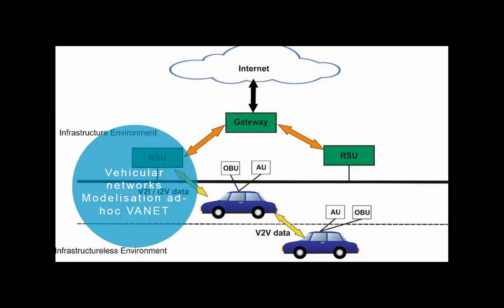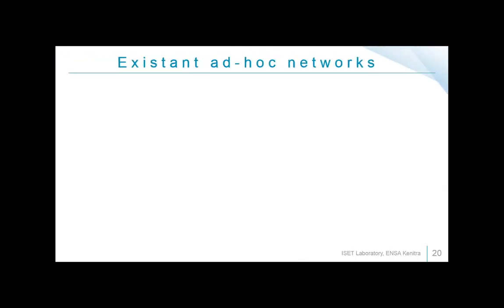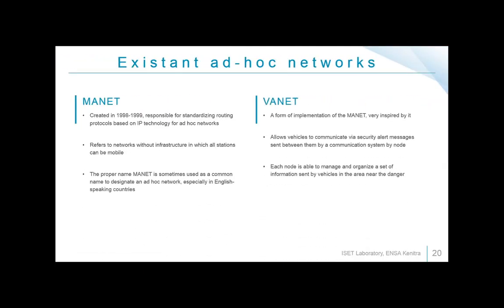Now, vehicular networks modelization, ad hoc VANET. Existing ad hoc networks are MANETs, created in 1999, responsible for standardizing routing protocols based on IP technology. An ad hoc network refers to a network without infrastructure in which all stations can be mobile. The proper name MANET is sometimes used as a common name to designate an ad hoc network, especially in English-speaking countries.